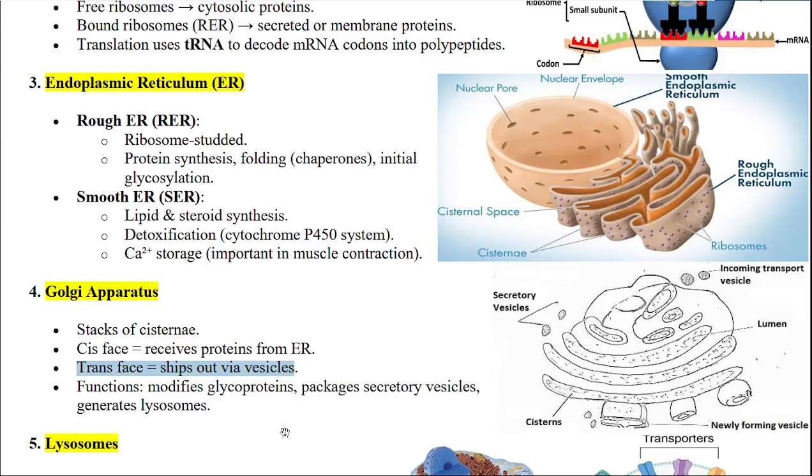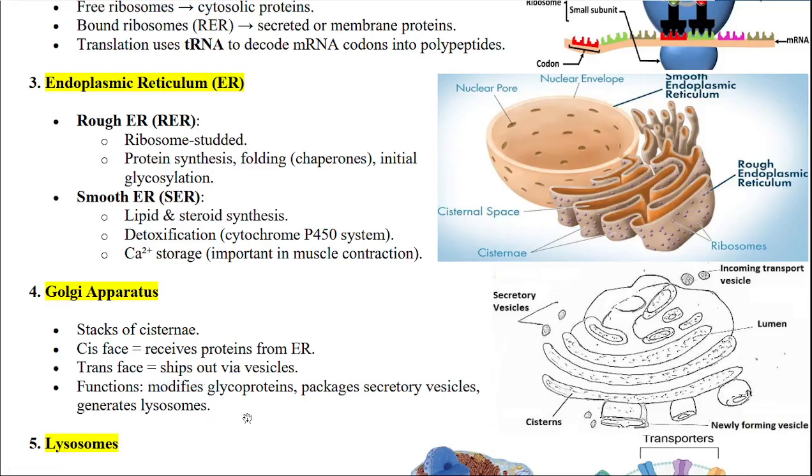What kind of modifications happen in the Golgi? Further refinement of those sugar chains added in the ER is a big one. Glycoproteins get processed, phosphate groups might be added, sulfate groups. These modifications act like molecular shipping labels or ZIP codes, determining the final destination. Precisely.